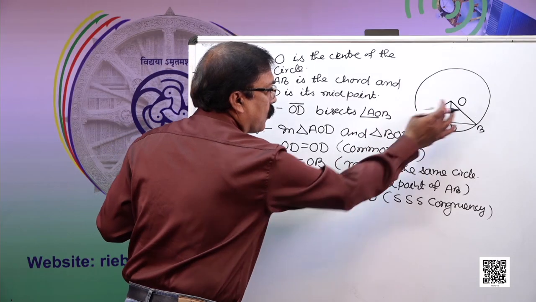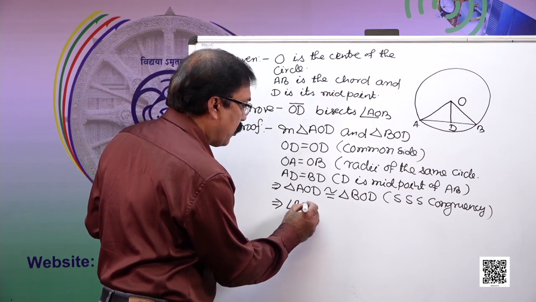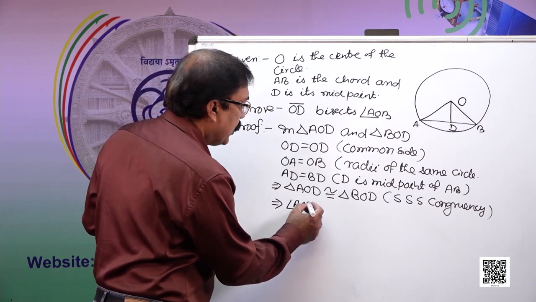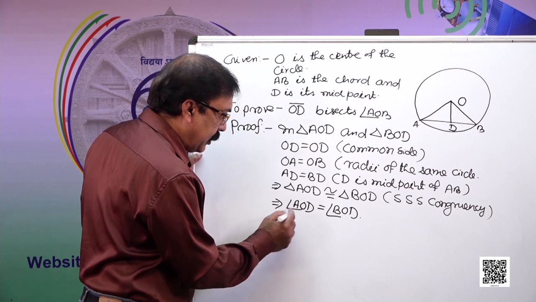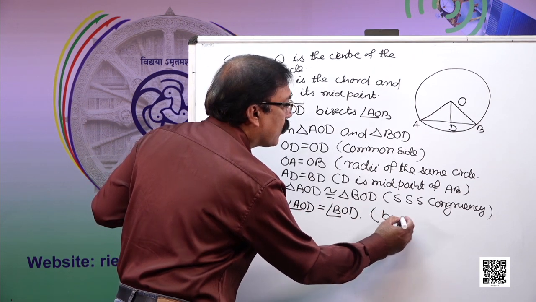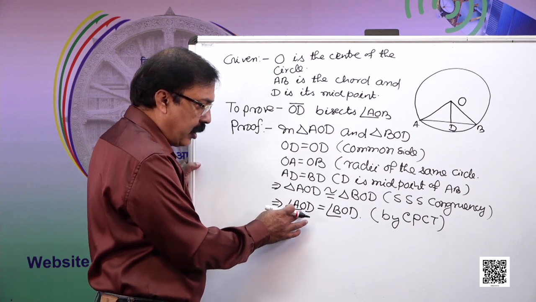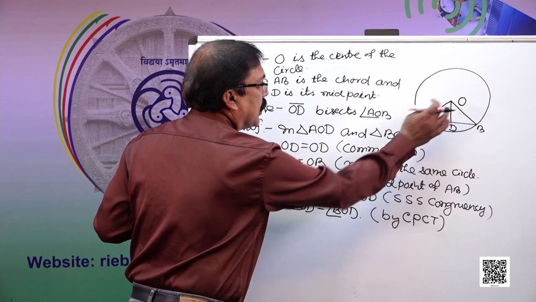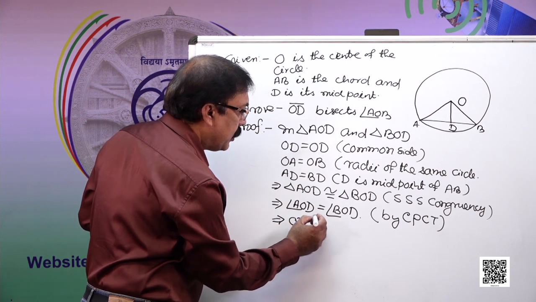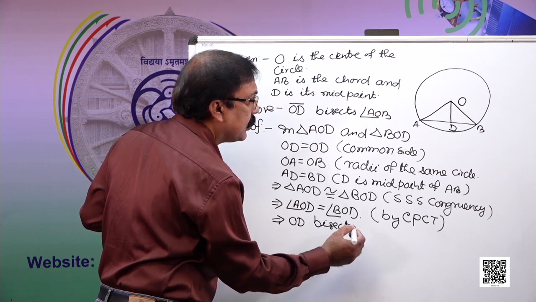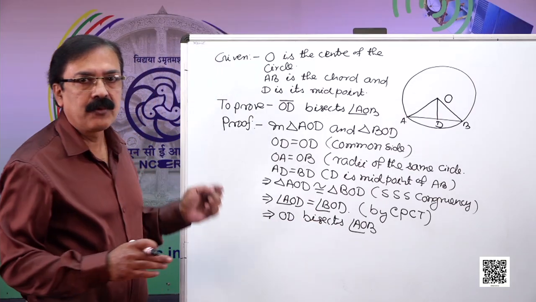Now, as these two triangles are congruent, their corresponding parts are also equal. So this implies angle AOD is equal to angle BOD. Now you see, this is by corresponding parts of congruent triangles. Now you see, AOD and BOD are two adjacent angles and they constitute the angle AOB. So we can write OD bisects angle AOB. This is the proof of this problem.